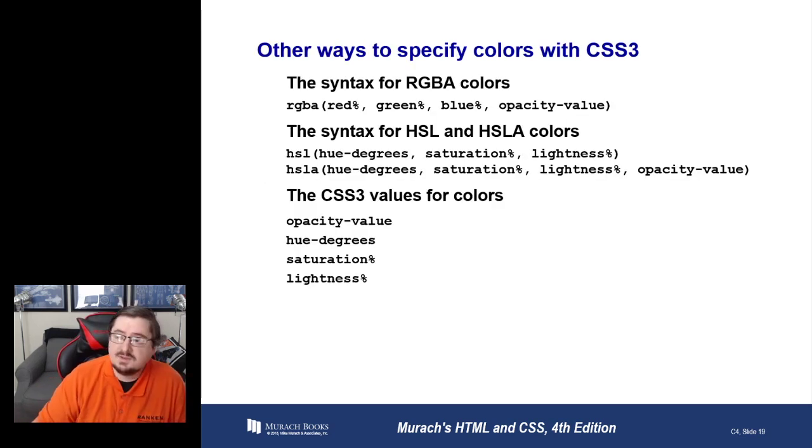So there are some other ways to specify colors as of CSS3. You can specify the red, green, blue channels like we showed earlier. You can also add an opacity value. That opacity value is from 0 to 1, 0 being completely transparent, so you can see through that text or color or whatever thing it is, and 1 being fully opaque. By default, all of your colors will be completely opaque. So if you want some transparency, that's what the opacity value is for.